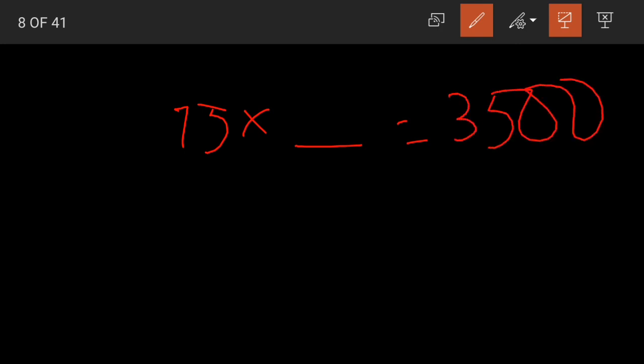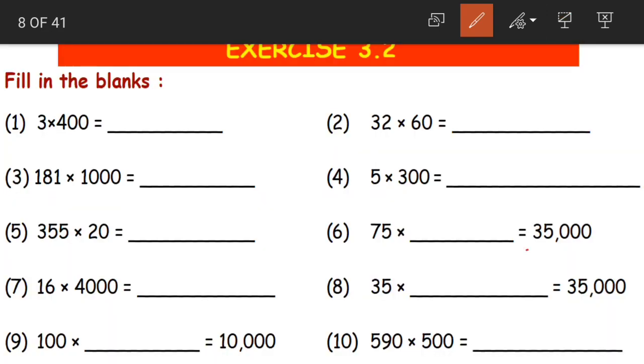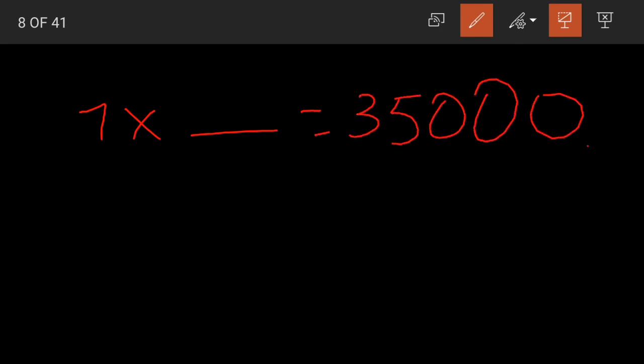Yes. See, 75 into dash is equal to 35,000. I think this is 7 into 5. Yes. Let us take it as 7 into dash is equal to 35,000. Okay. Now, if you look at the product, we are having 3 zeros to the right. So, even in the multiplicand, I will write 3 zeros.